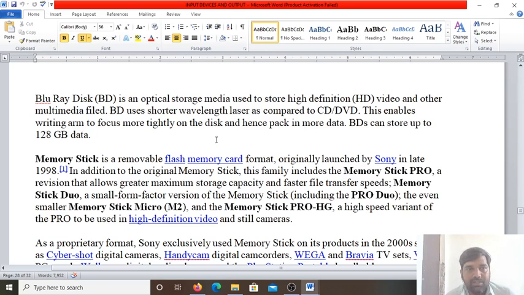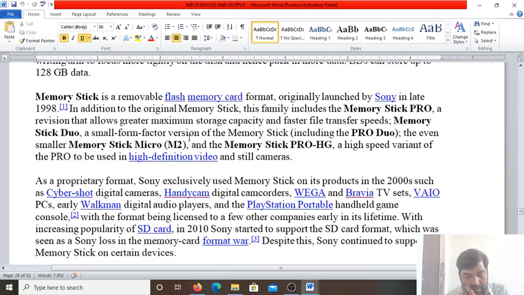This enables the writing arm to focus more tightly on the disk and hence pack in more data. The storage capacity of this Blu-ray disc is 128 GB of data, and DVD stores only 17 GB. So the features of the Blu-ray disc: it has larger capacity and maximum picture resolution. Blu-ray disc delivers full 1080 high definition video support and uncompressed surround sound. Blu-ray disc ensures the highest quality audio reproduction and entertainment.